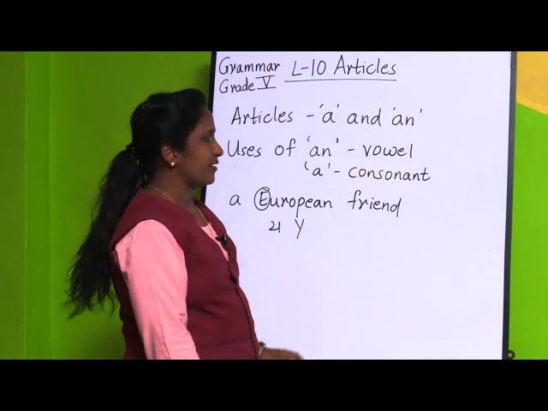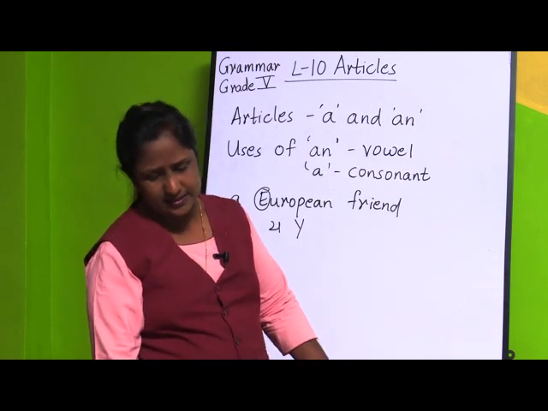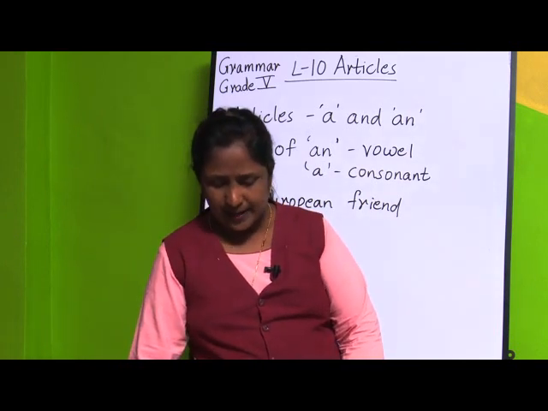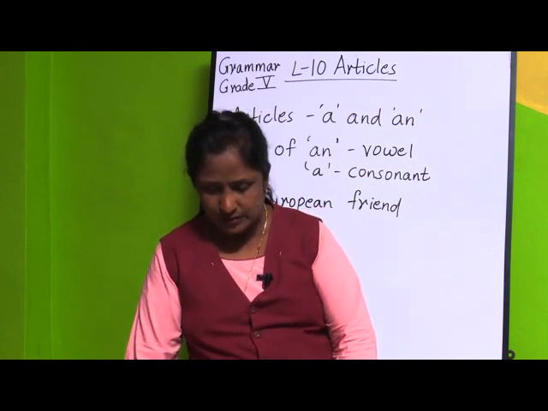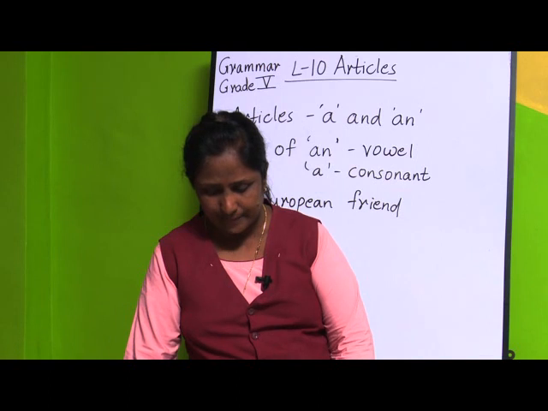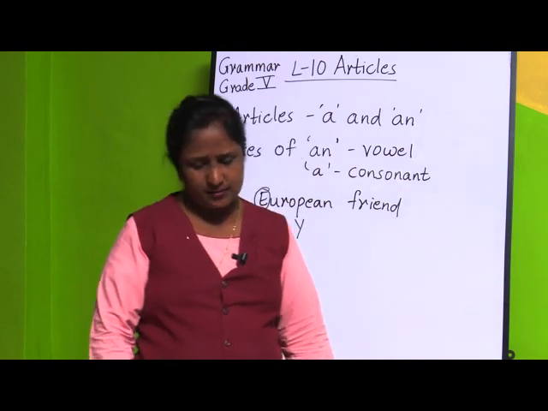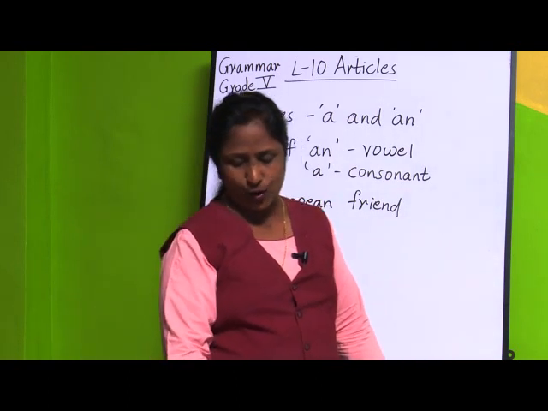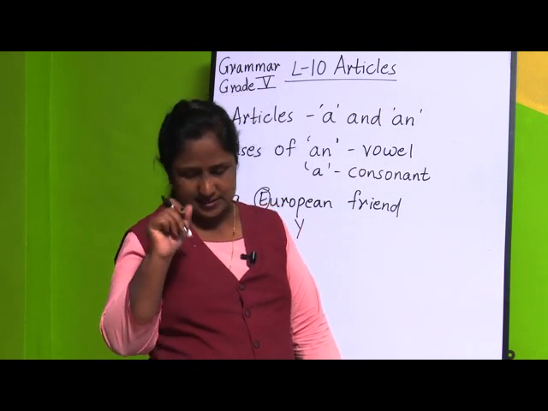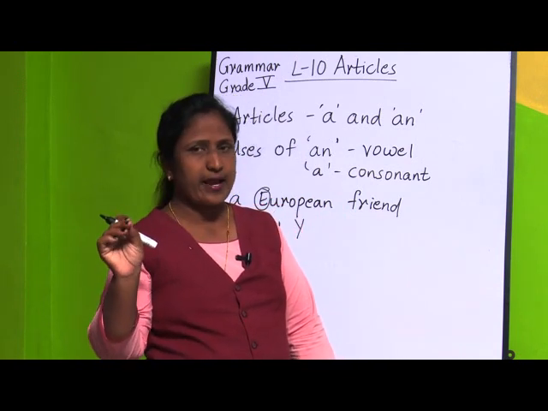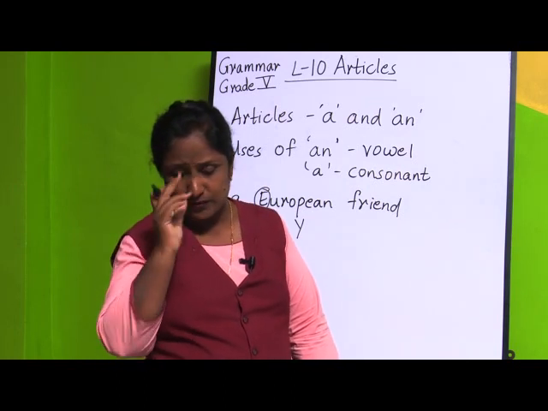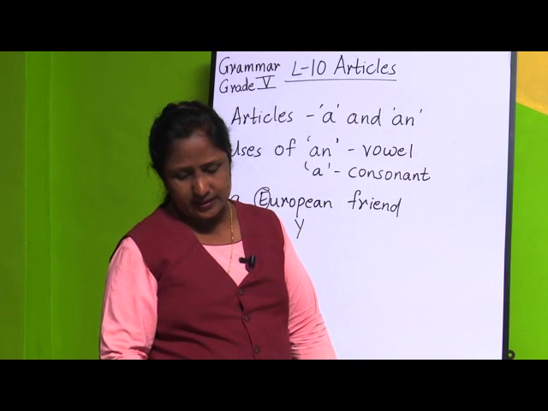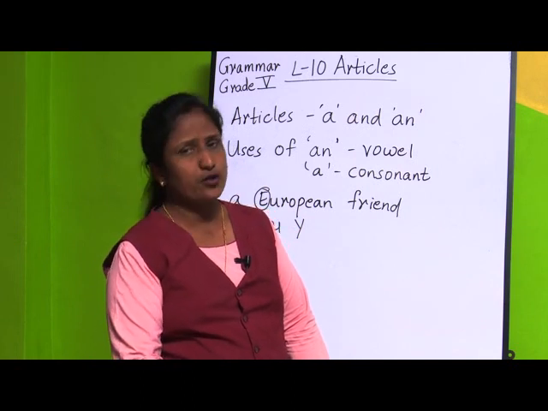So, in this way you are going to complete exercise A. Next, fill in the blanks with a or an, put X whether neither a nor an is required. Second one, they have told fill in the blanks with a or an and put X whether neither a nor an is needed. You are going to put an X over there.